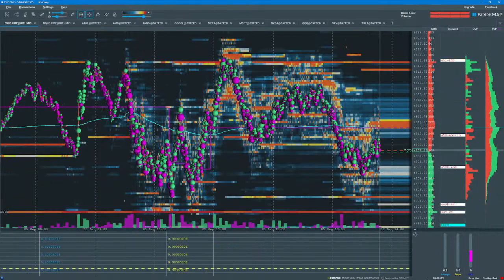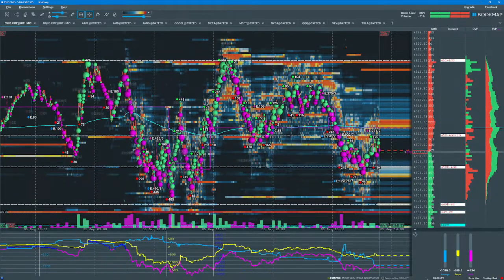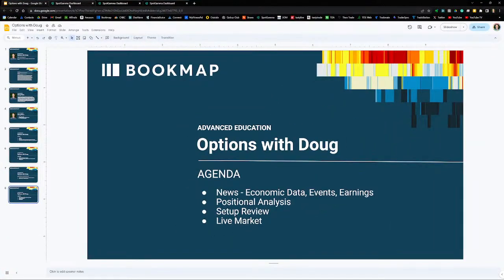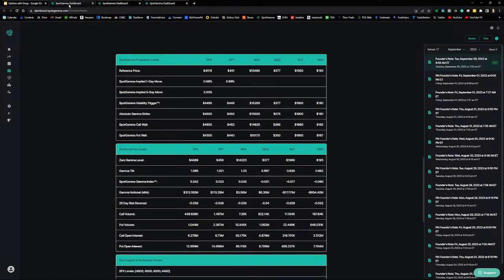Let's take a look at a couple of other pieces of information that I use in my planning and positional analysis. So the next thing I look at is gamma notional. This is market makers' position on the gamma curve at the beginning of the day for SPX, SPY, NDX, and QQQ. Note all these numbers are positive.